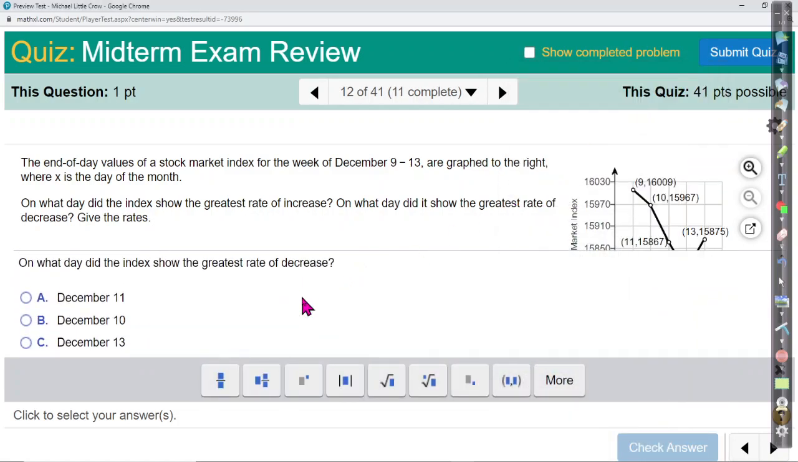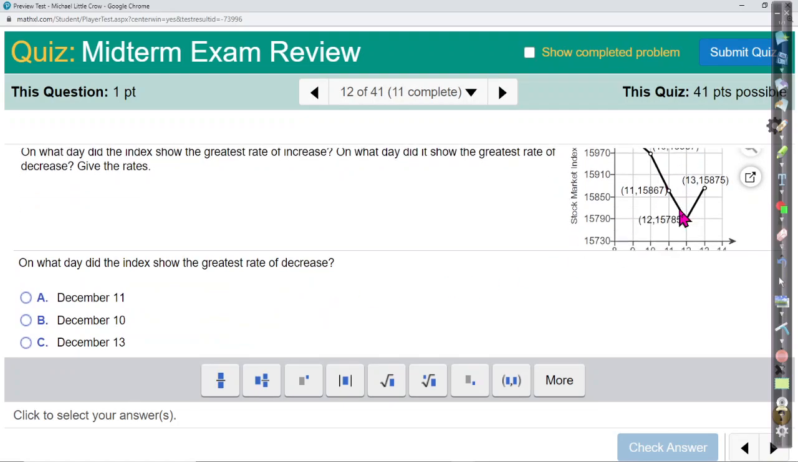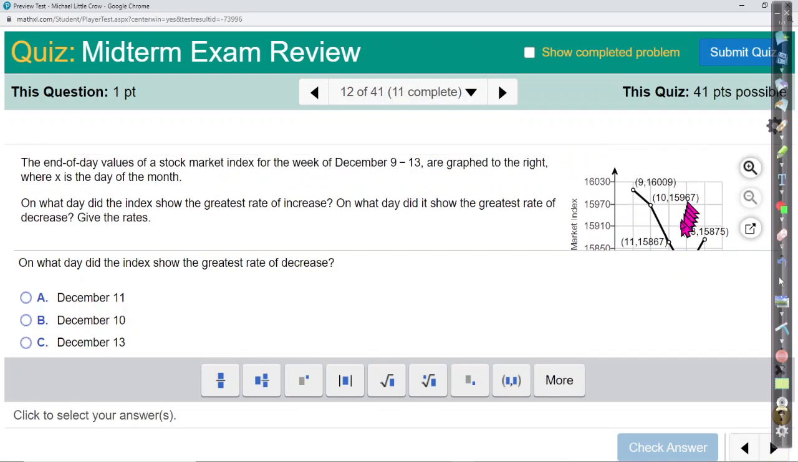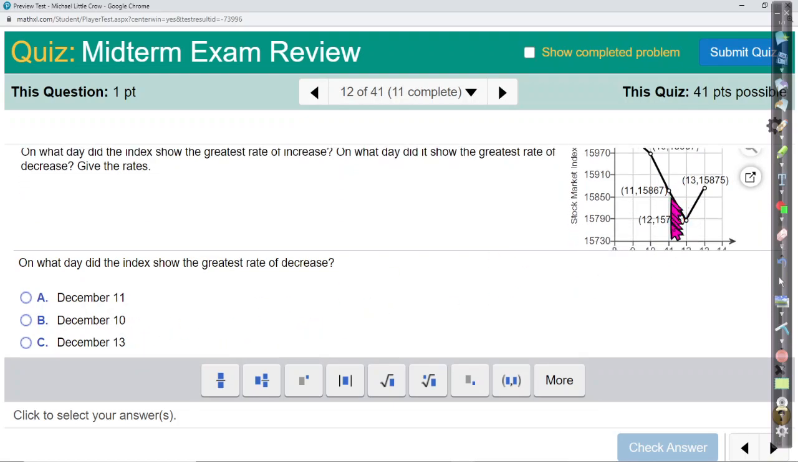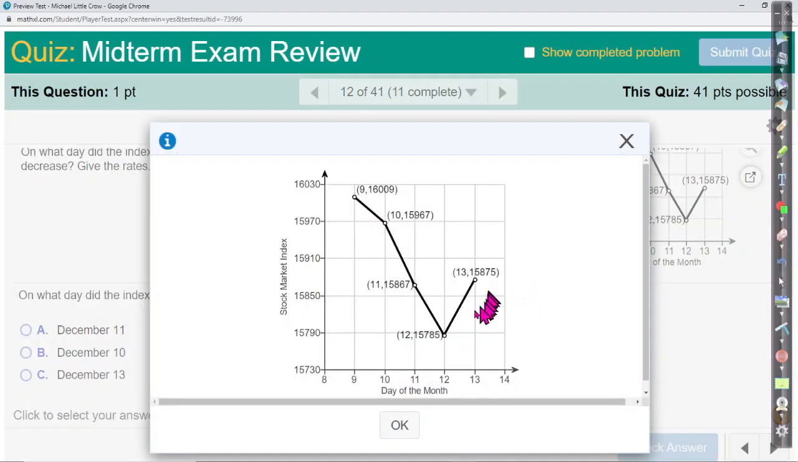So what else? On what day did the index show the greatest rate of decrease? Well, you can kind of see it, you know, which one is the longest. It's this section here. It was actually on the 11th. Again, remember, it's the ending values that we've got here, and you could do the calculation, but this is the steepest down visually, and if you were to subtract these two, you're going to get that. So I would say, let's show it again. It's the 11th, right? Because here it goes down.